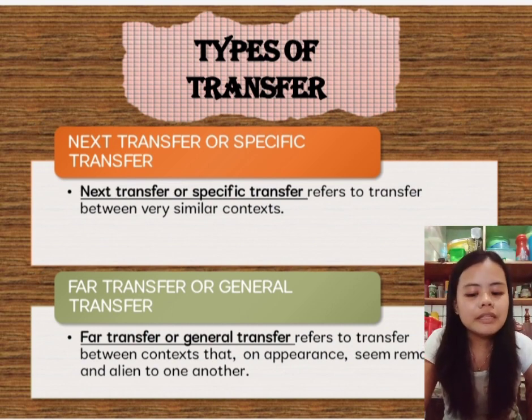And the last but not the least is a far transfer or a general transfer. Again, it is opposite to the near transfer. From the word itself, near, so similar. From the word itself, far, so it's far from each other. Far transfer or general transfer refers to transfer between contexts that on appearance seem remote and alien to one another, so unfamiliar to one another.